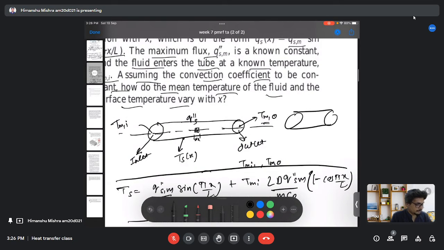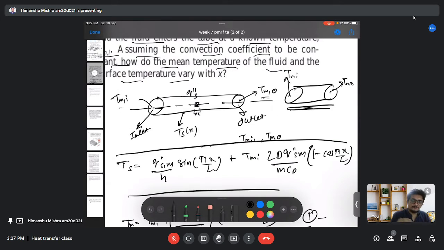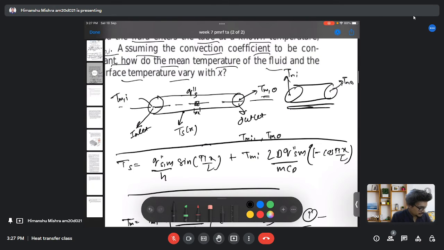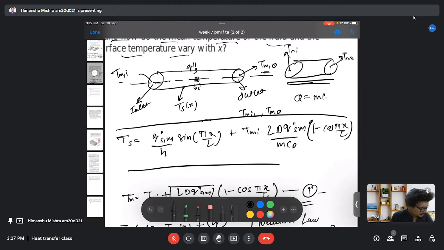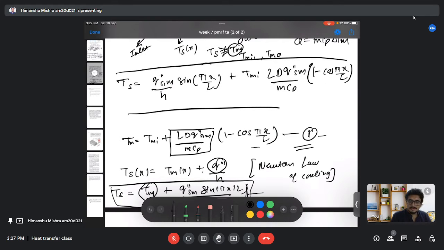So I have a tube here. We have been given the inlet temperature and the outlet temperature, and we calculate the heat transfer rate in the flow direction with equation A. There will also be heat transfer from the surface, since the surface temperature Ts is greater than the mean temperature. So there will be heat transfer from the surface to the mean temperature, which is defined by Newton's law of cooling. By using equation A and equation 1, we will get the mean temperature profile as well as the surface temperature profile.